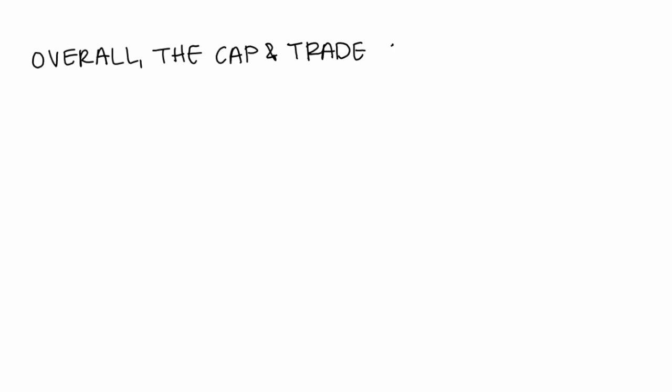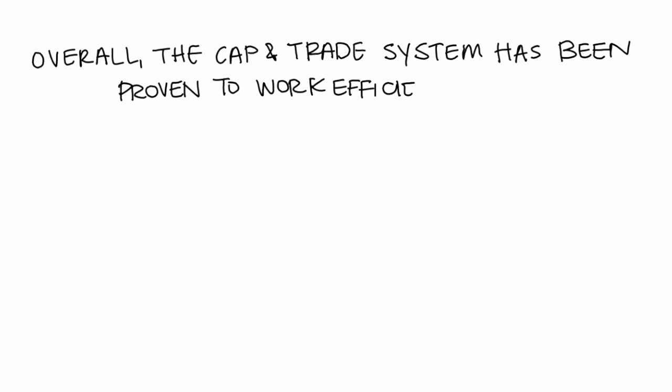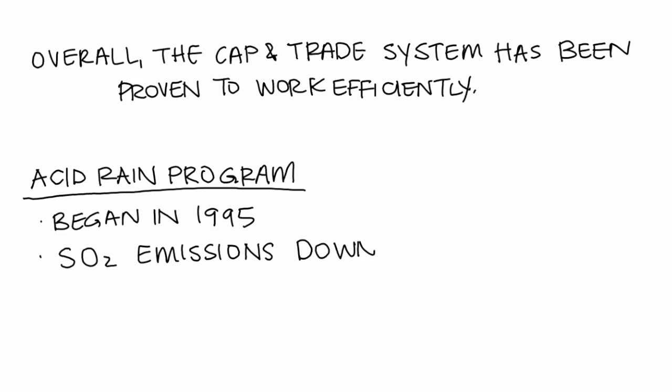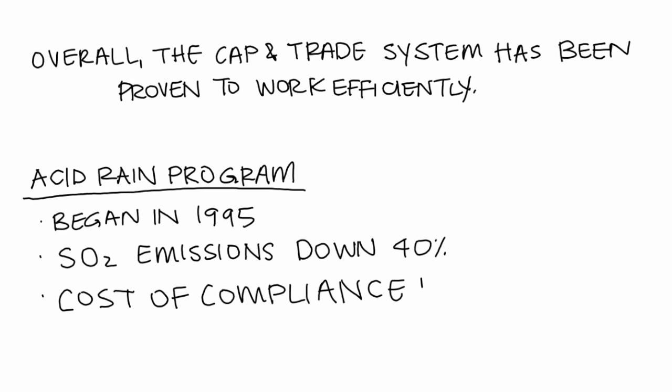Overall, the cap and trade system has been proven to work efficiently through existing policies in the U.S. Beginning in 1995, the acid rain program was established by the EPA to cut down on sulfur dioxide emissions. Since the implementation of the program, concentrations of sulfur dioxide have decreased by as much as 40% since 1990. The cost of compliance has been lower than estimated, now estimated to cost $1 to $2 billion per year, which is just 1/4 of the original EPA estimates.